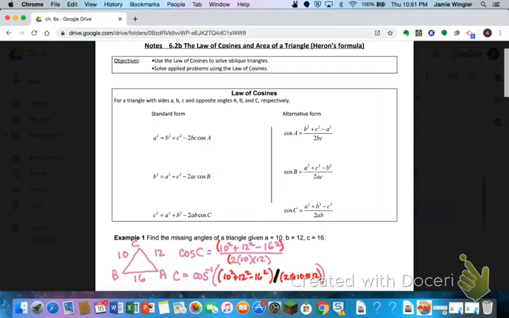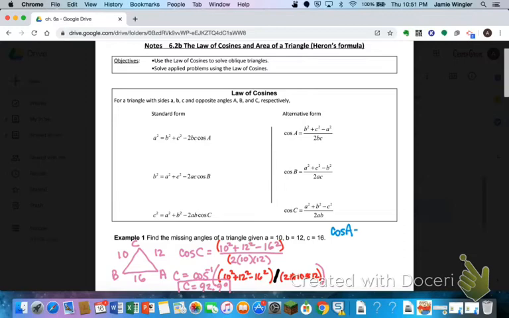And then that should give us that angle C equals 92.9 degrees. Remember, if you start with the law of cosines, let's stay with the law of cosines. So let's find angle A next.